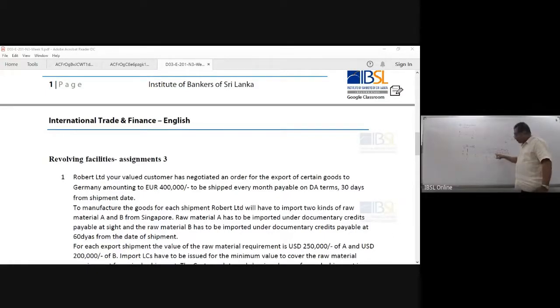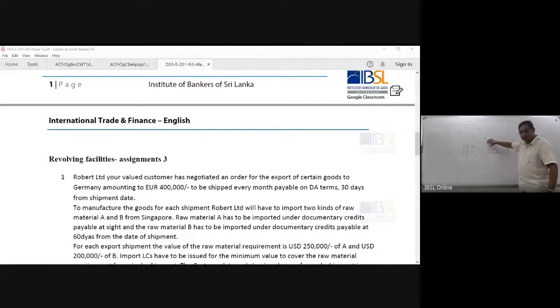So therefore, LC outstanding is an off-balance sheet item. If there are any senior bankers in here, go to the P&L account, the balance sheet of a bank, and see whether LC outstanding is there, it's not there. Because it's an off-balance sheet item. Risk is only 20%. That is 1/5 of the contract value. Right?